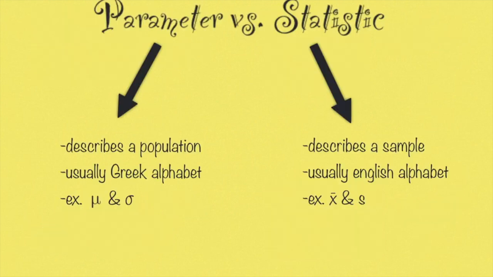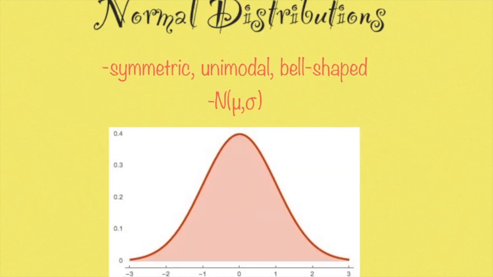What's the difference between a parameter and a statistic, you might ask? A parameter describes a population, and it's usually a Greek alphabet letter. An example is mu and sigma. And a statistic describes a sample, and it's usually an English alphabet letter, and an example is x bar and s.